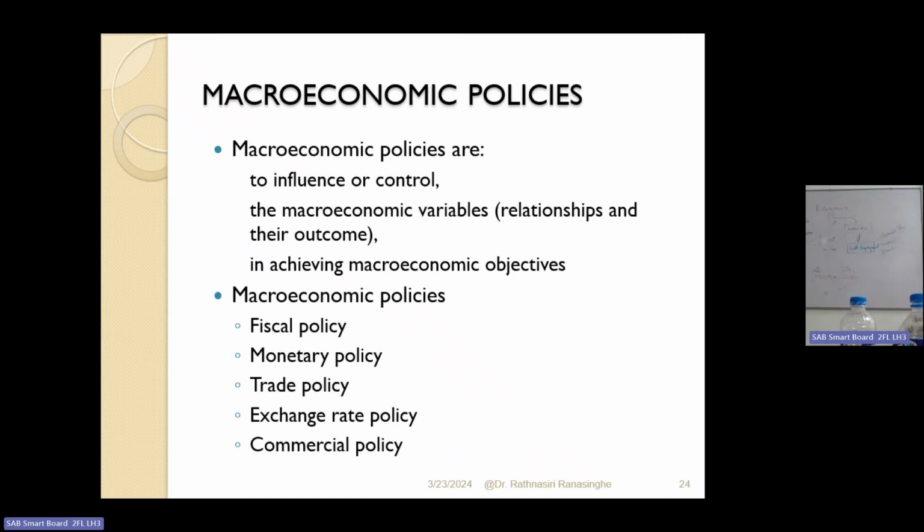So the central bank uses monetary policy in order to achieve its objectives. Basically, there are two objectives of the central bank. One is price stability, the other is financial system stability, right? In order to achieve price stability, the central bank uses monetary policy by controlling the money supply and the interest rate. And the trade policies, what are the trade policies?